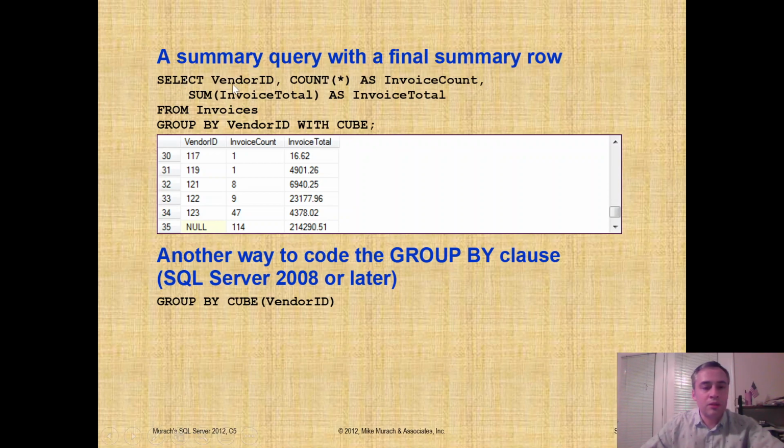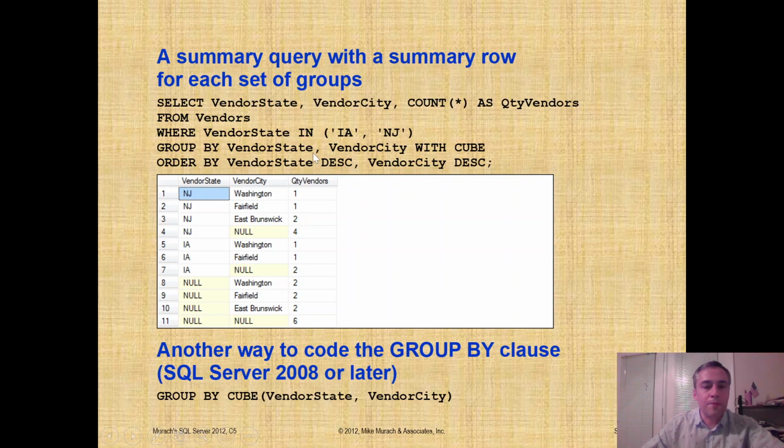So let us consider this example, vendor ID. We are summing up invoice total, and we group by vendor IDs with cube. In this case, it actually gives the same results as a rollup would, but basically it aggregates all the invoices across all the vendor IDs in the last row. Okay, now back to that previous example, but with cube instead of rollup.